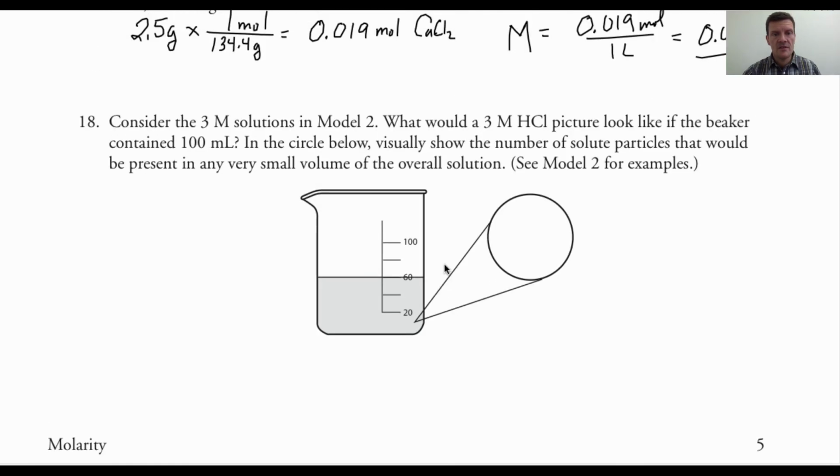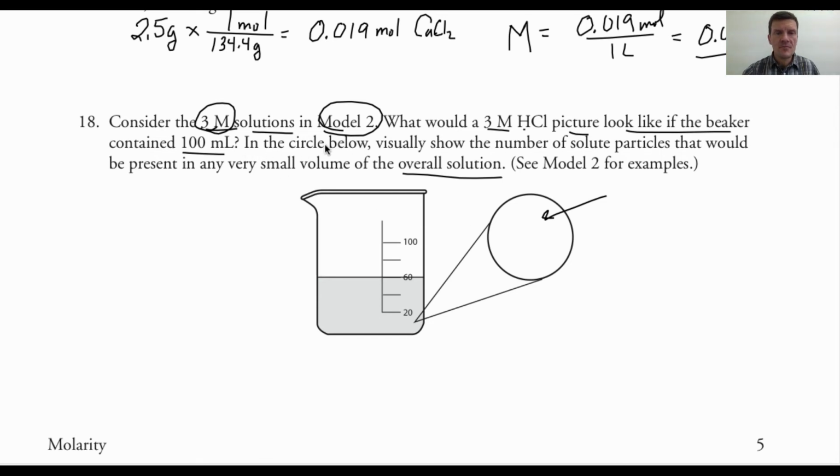Number 18, we have, again, a beaker of solution, and it says that it is 3 molar. So there are 3 moles per liter. We don't have a liter, but that's the concentration, 3 molar. Oh, sorry, they're referring to Model 2 up there. What would a 3 molar HCl picture look like if the beaker contained 100 milliliters? In the circle below, visually show the number of solid particles that would be present in any very small volume of the overall solution. Okay, so what they're saying is, hey, can you put in the correct number of dots here?